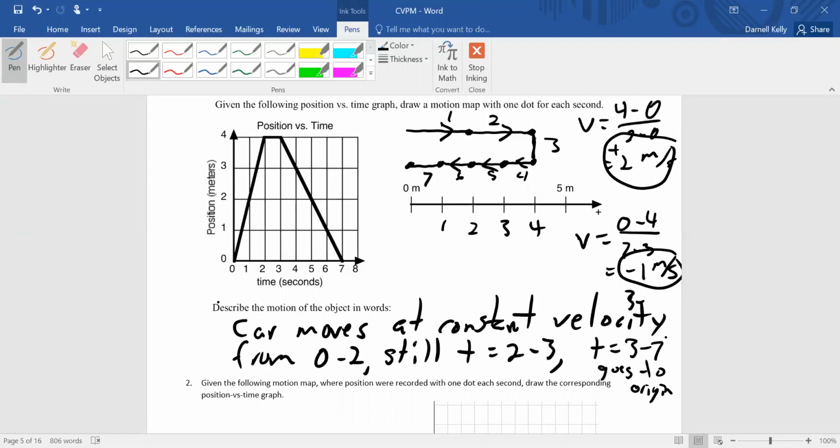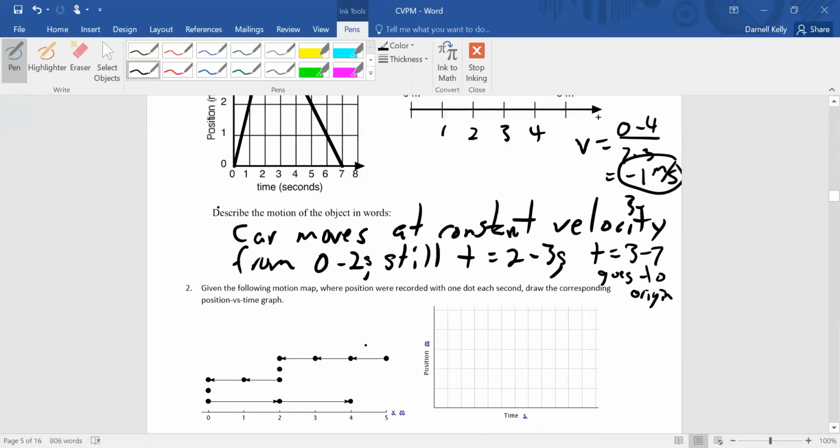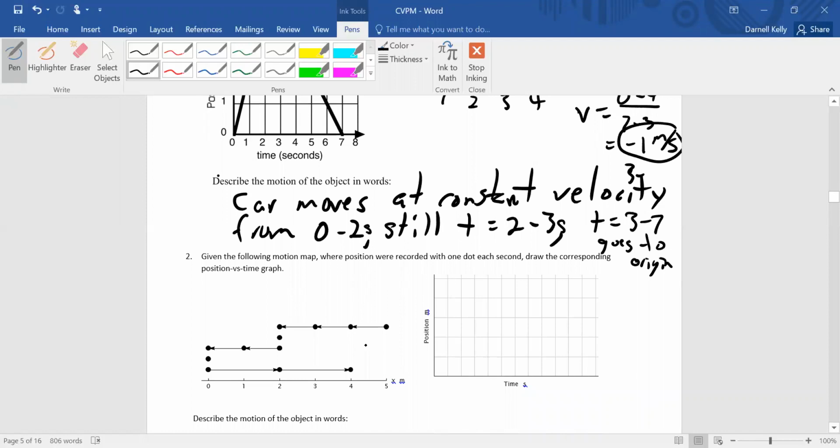Describe the motion of the object in words. Car moves at constant velocity from 0 to 2 seconds. It's still from 2 to 3 seconds. And from 3 to 7 seconds, it goes back to the origin. Something like that. It doesn't have to be exactly that. Okay, so now in the breakout room in a second, we're going to go backwards, from motion map to graph. So keep that in mind.